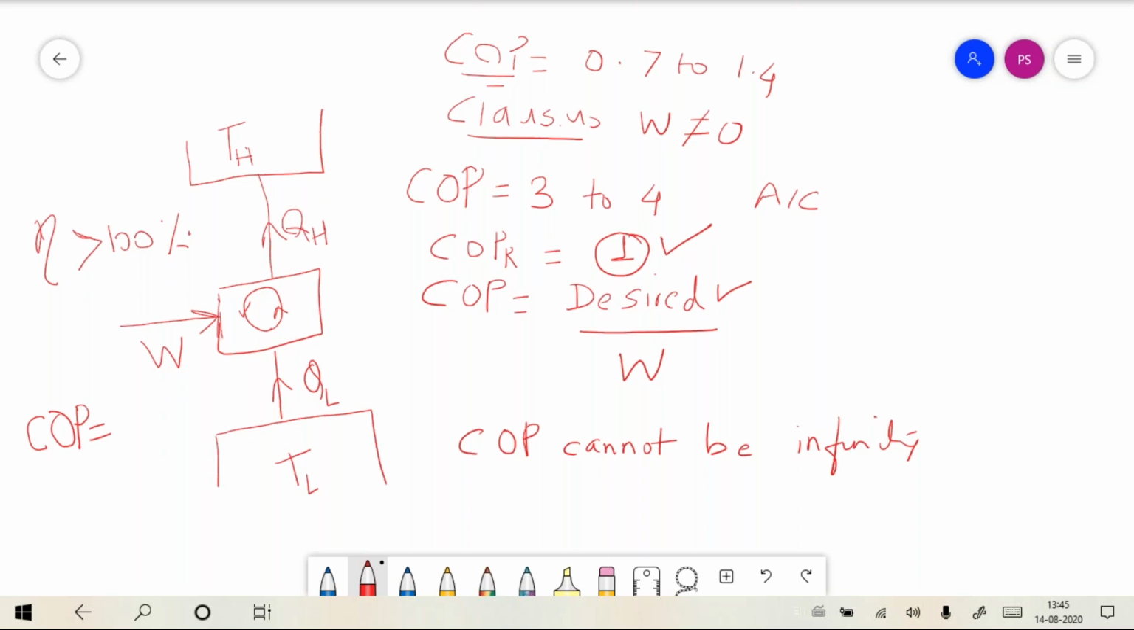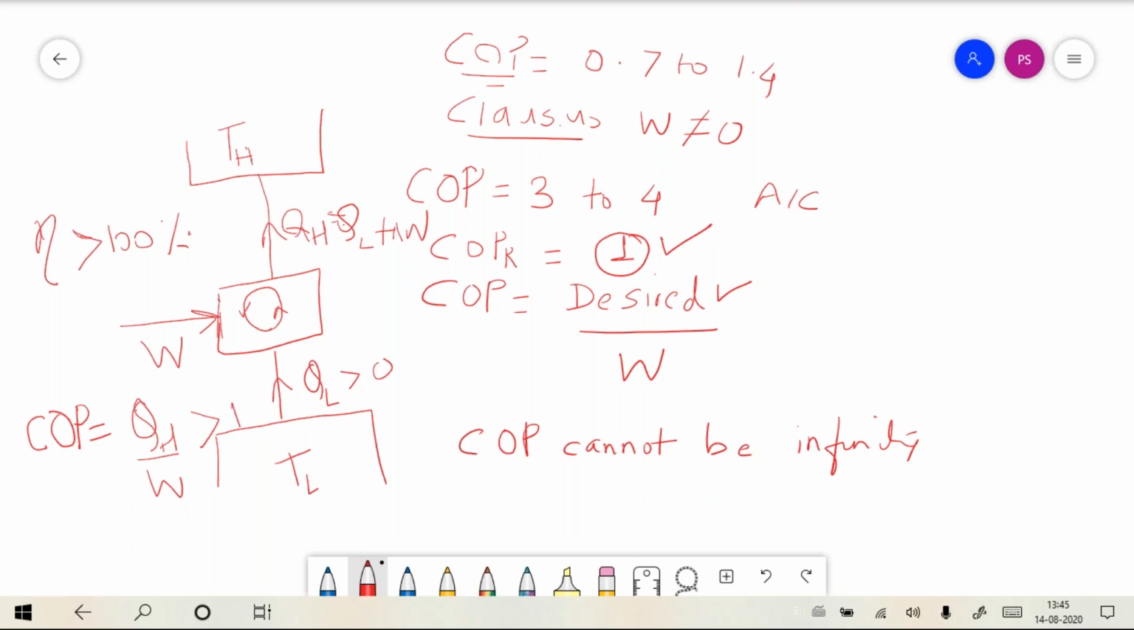We are talking about how much is the heat which is pumped, either from the space to be cooled or from the space to be heated. So for example, if you are talking about a heat pump, this could be QH upon W. From your energy balance, you see that QH is QL plus W, and because W would be greater than 0, obviously this would be greater than 1.